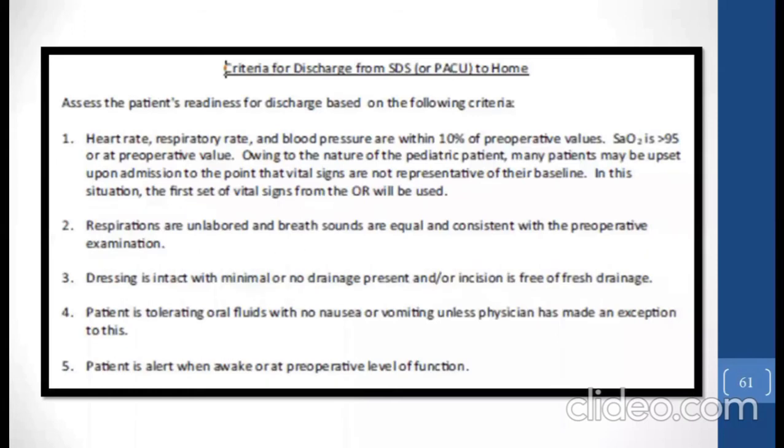The criteria for discharge from the SDS to home include: heart rate, respiratory rate, and blood pressure are within 10% of the preoperative value; SaO2 is greater than 95 or at the preoperative value. Owing to the nature of the pediatric patient, many patients may be upset upon admission to the point that vital signs are not representative of their baseline. In this situation, the first set of vital signs from the OR will be used.